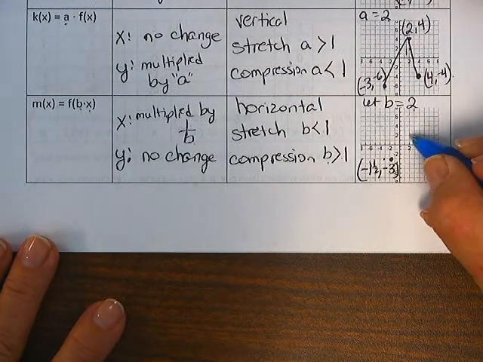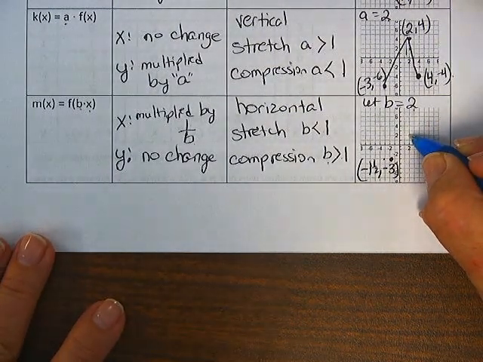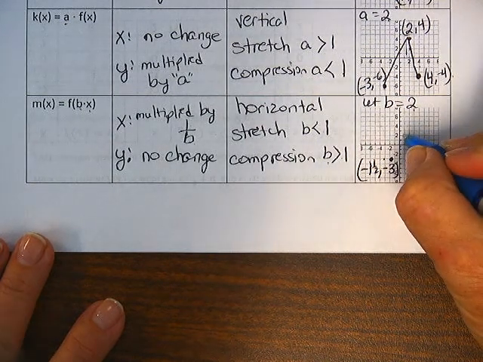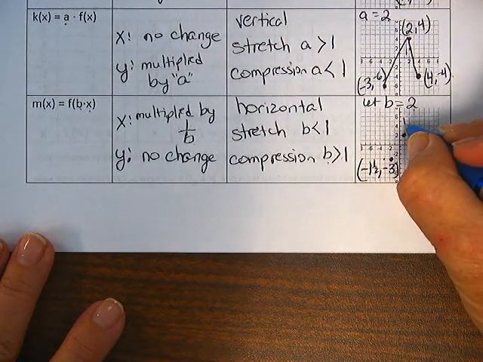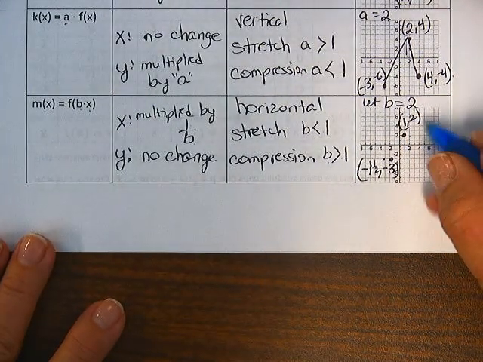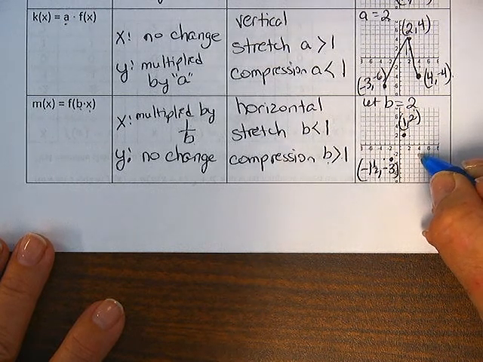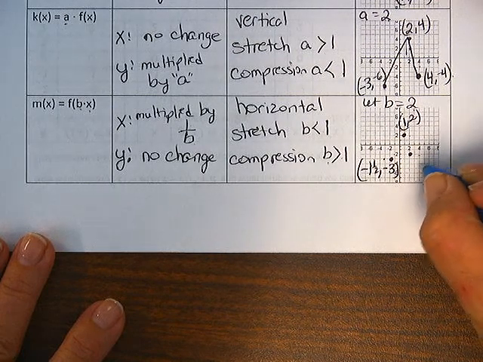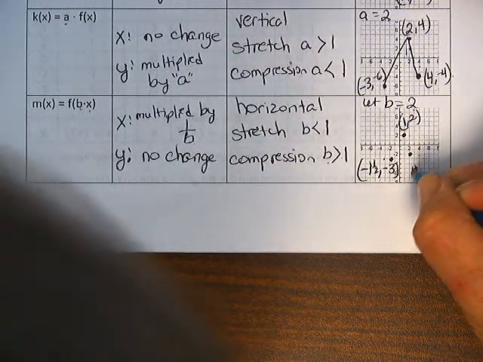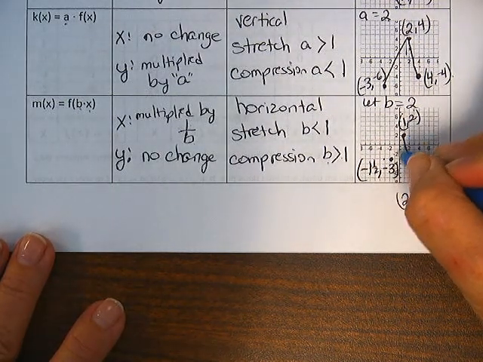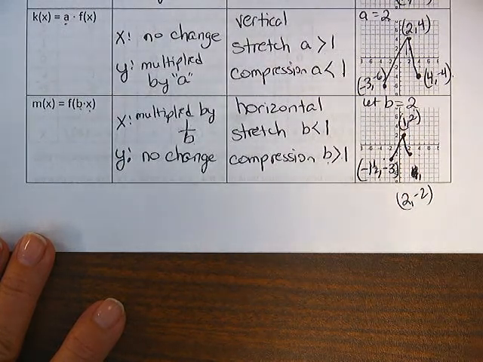Okay, our second point was at 2, 2. The x value we're going to multiply by 1/2. So 2 times 1/2 is 1. The y value stays the same. So it's at 1, comma, 2. Our third point had been at 4, -2. 4 times 1/2 is 2, and it's still at -2. So that's at 2, -2. And I'm just going to connect our points in the same order our original function was.